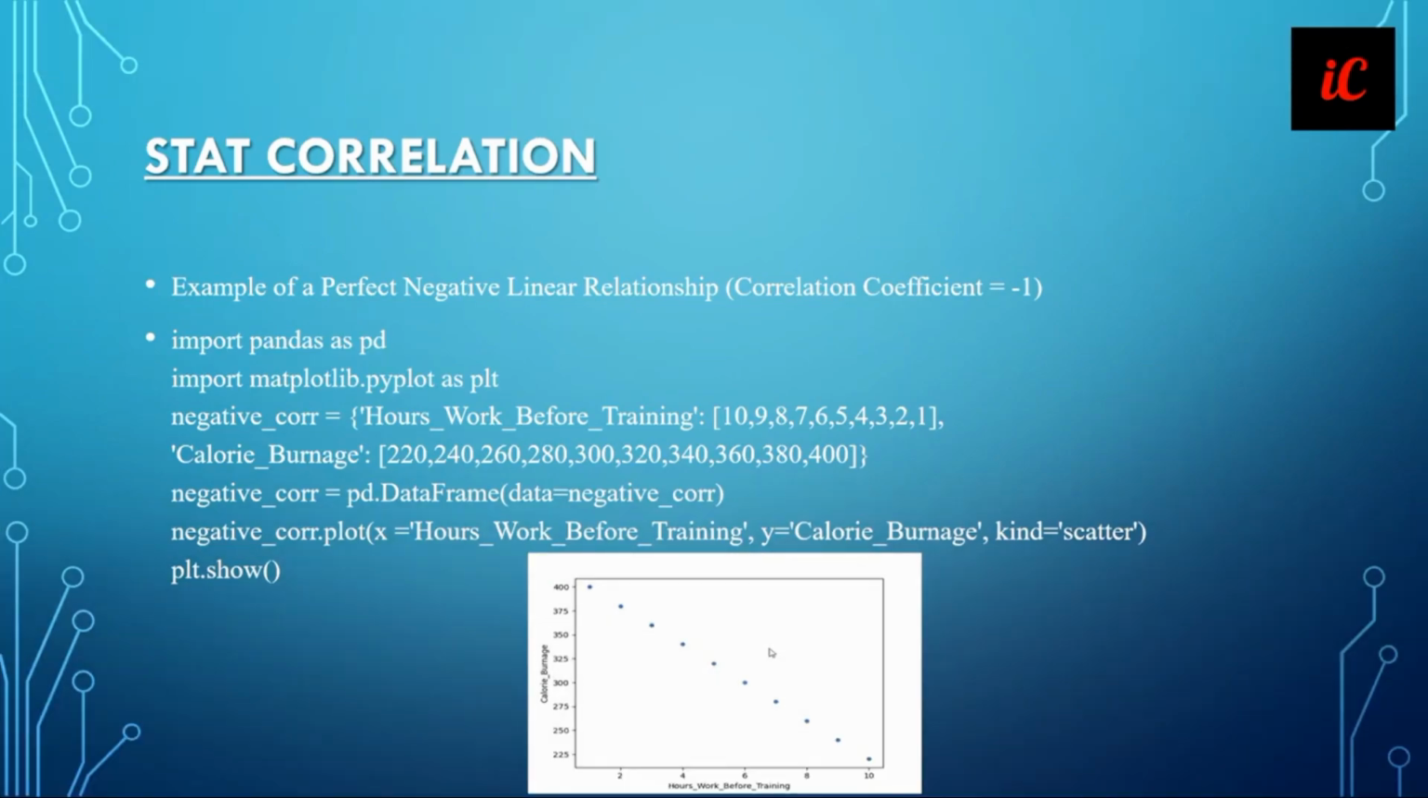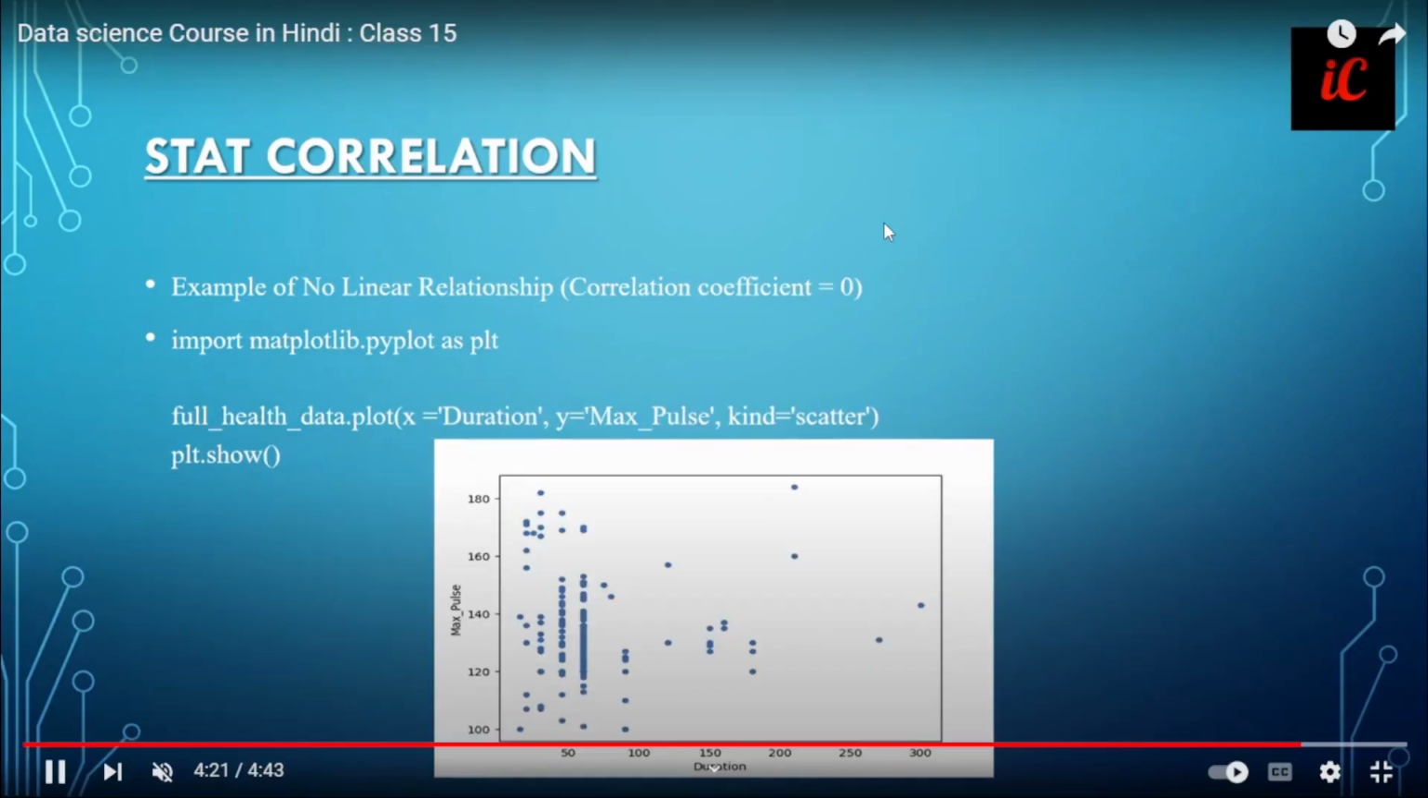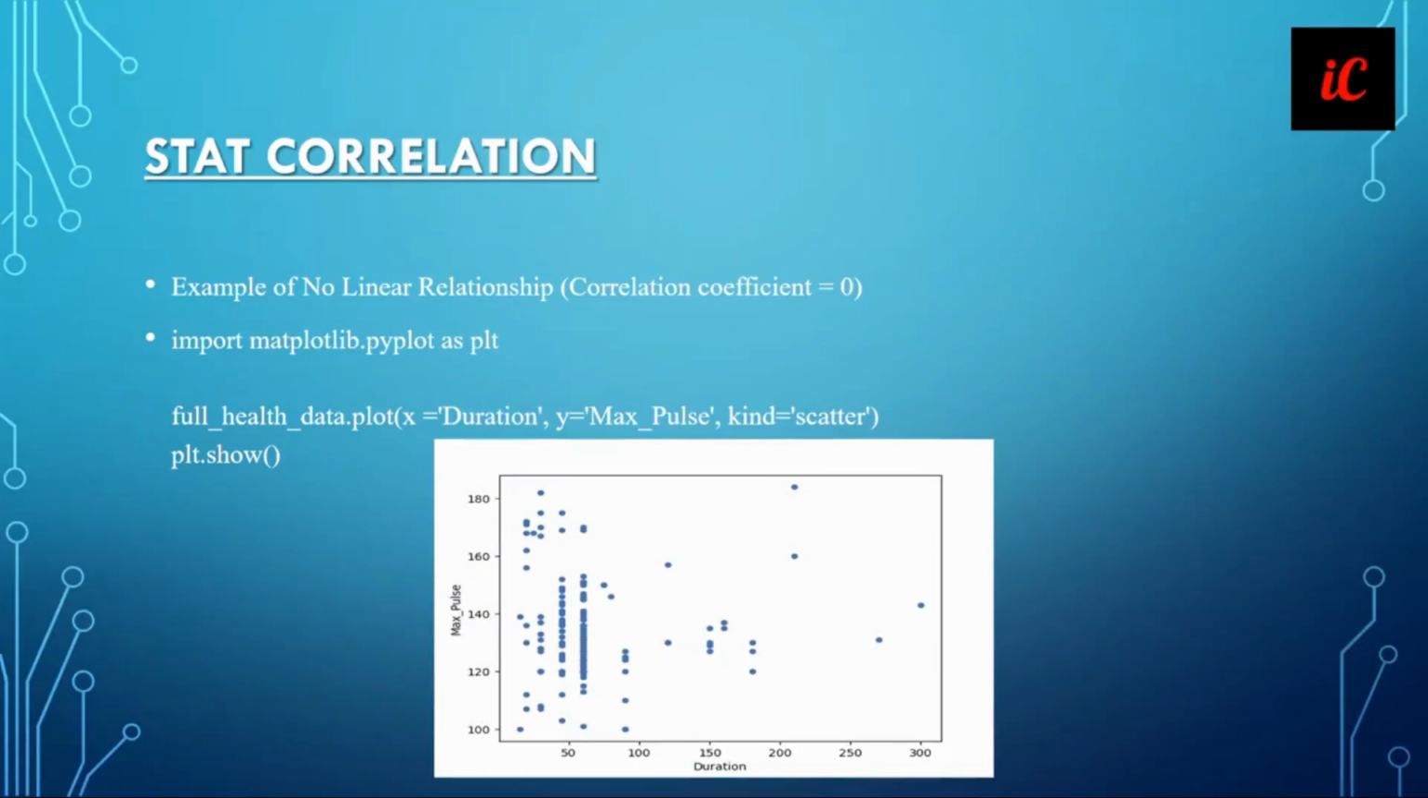This is the easiest way to create it. This is the normal way for the positive and the negative. The other one we are going to have is for 0. In the case of 0, there would be no line. It will be like this. This means that here we have plotted max pulse against the duration of the full data set.